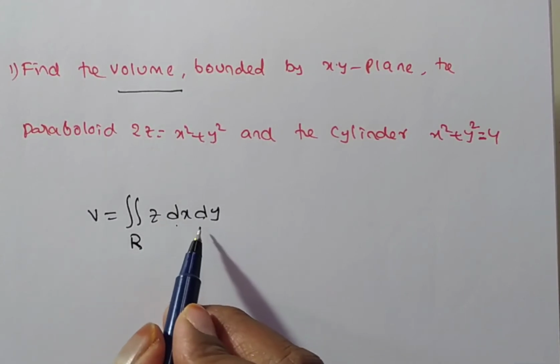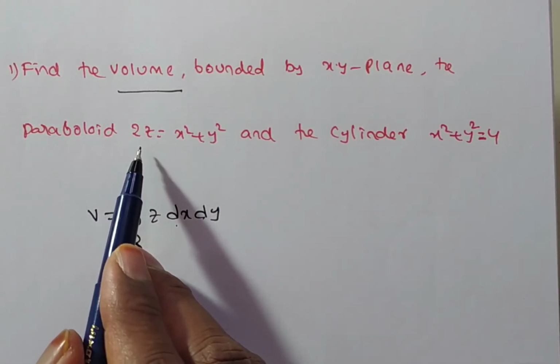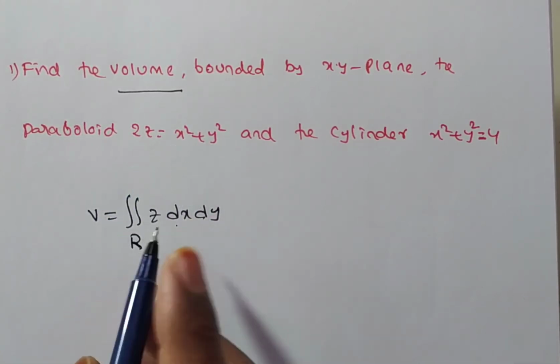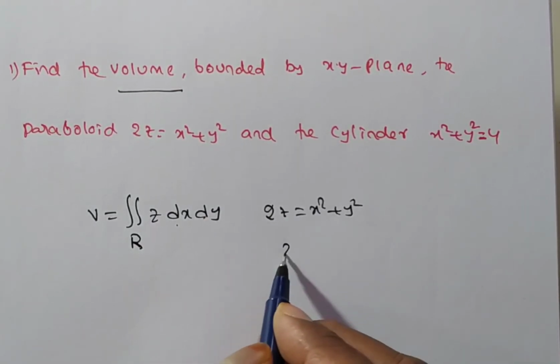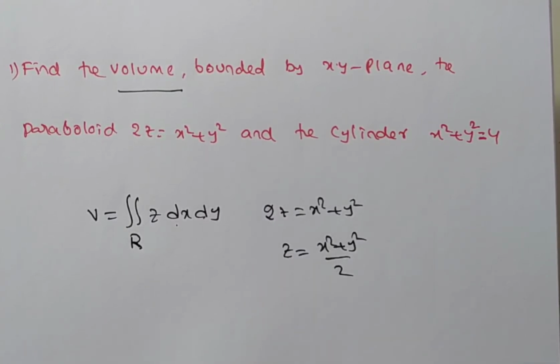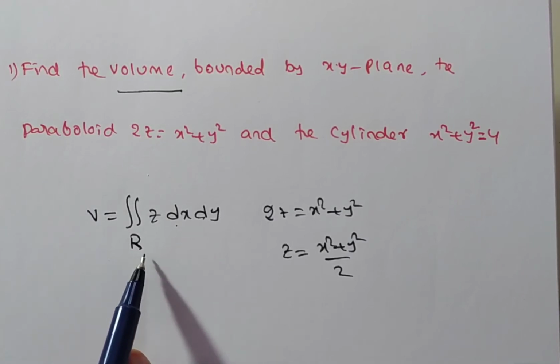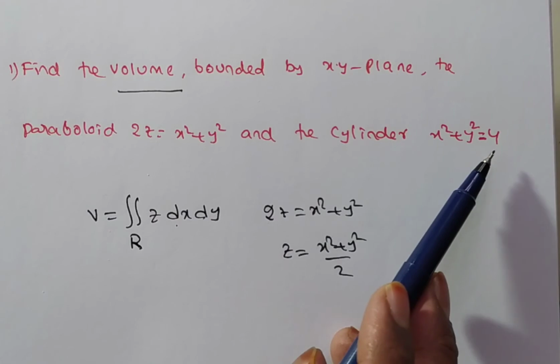Here you observe they have given one condition, that is 2z equals x square plus y square. From this you can get z. What is the z value? x square plus y square by 2. That's it. Next, what do you require to find out? The limits for the region. Which region here? The cylinder they have given, x square plus y square equals 4.